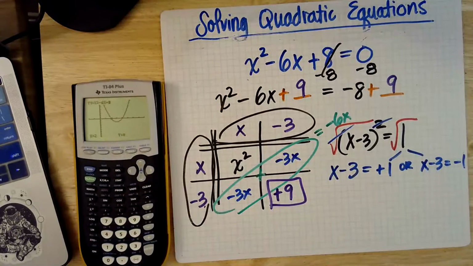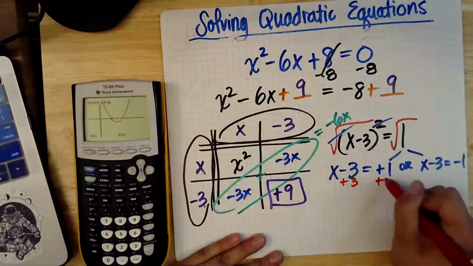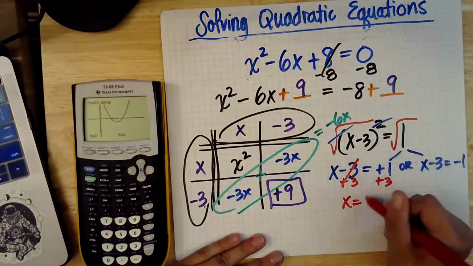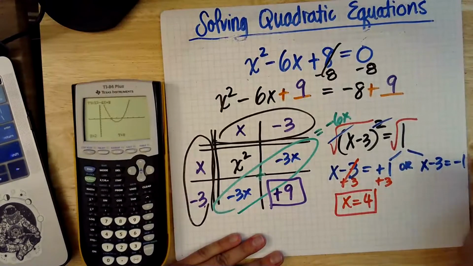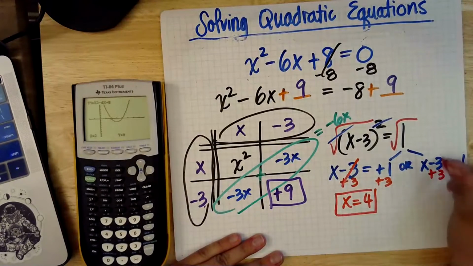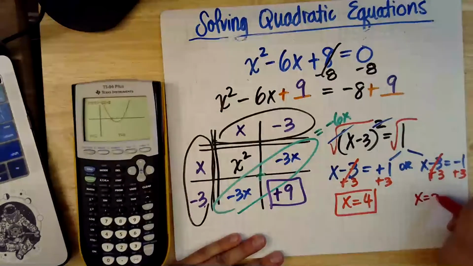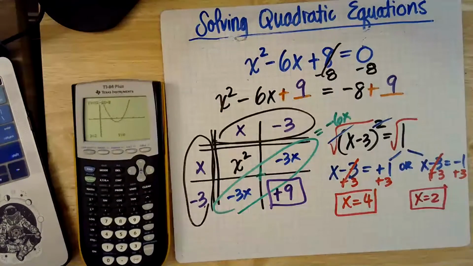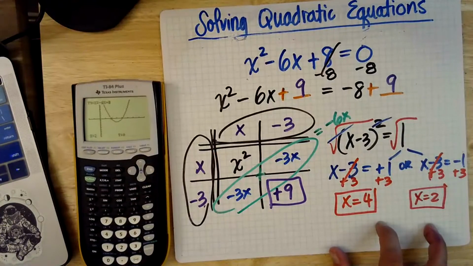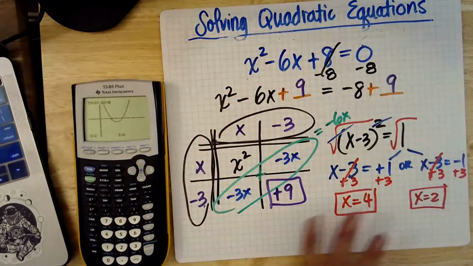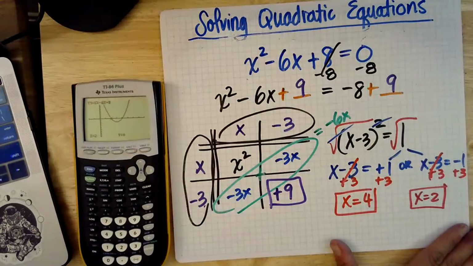Okay? So let's see. Now we're going to go ahead and solve this. So I have +3, x equals 4, and then over here, +3, -1 plus 3 gives me x equals 2. So let's go back and see, did it still give me the two solutions I had previously done through factoring? It did. So this is how we solve by completing the square.